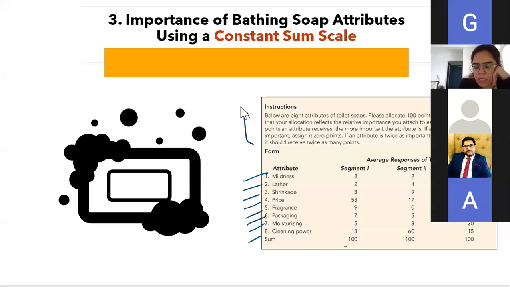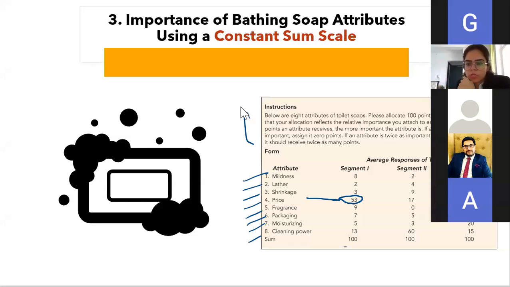Can you say anything about segment 1? Anything that you can see from this data? By seeing this data, can you say anything about segment 1? Here price plays a significant role. Yes, ma'am. The price attribute has got the highest marks. Yes. So they are giving a lot of importance to price.